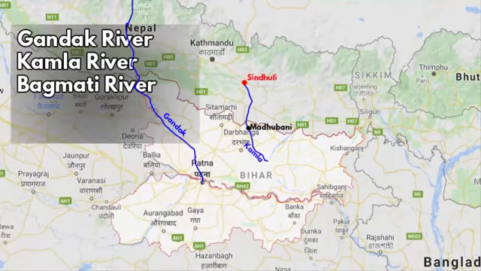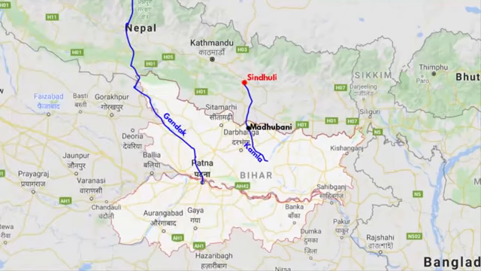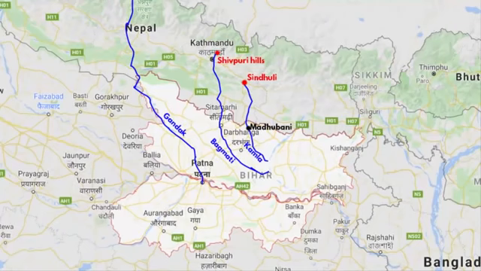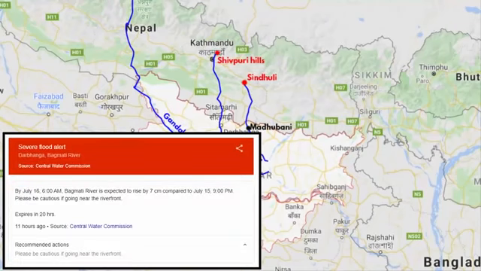The third river is Bagmati River. The Bagmati River originates high in the Shivpuri hills near the village of Bagdwar, some 15 kilometers north of the Kathmandu valley. It flows south and enters the state of Bihar through Sitamarhi district. The river flows south and drains into the Kosi River. Even this river is capable of flooding, and an alert has been issued by the meteorological department.